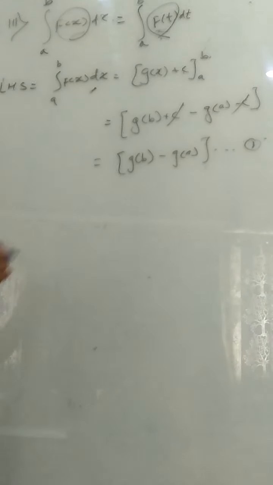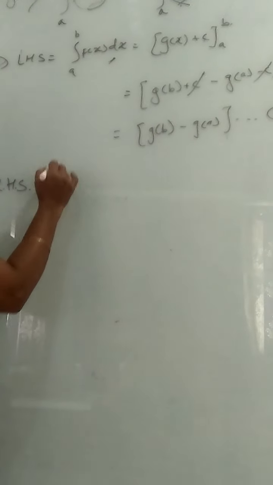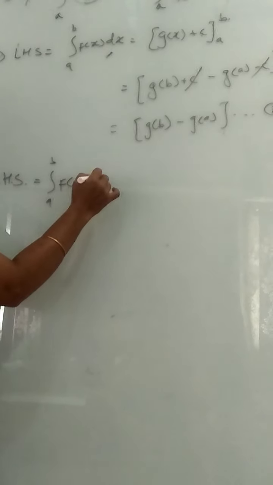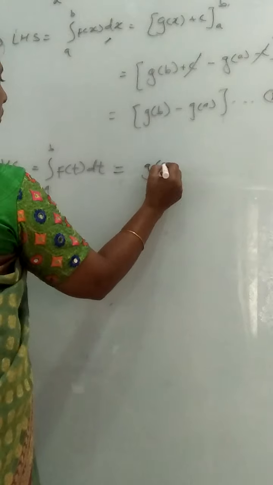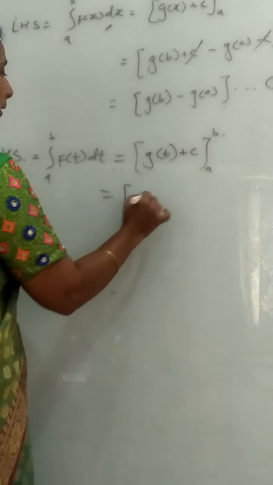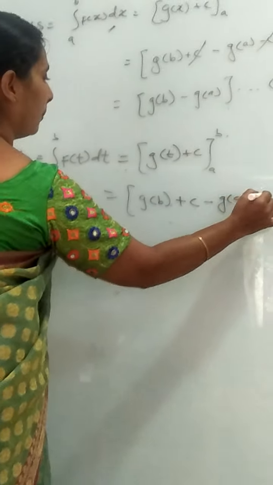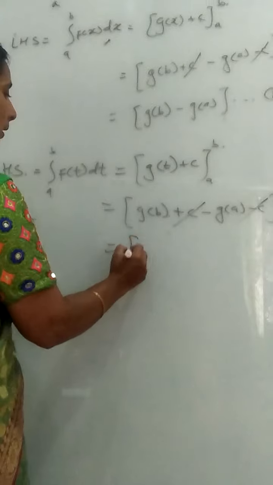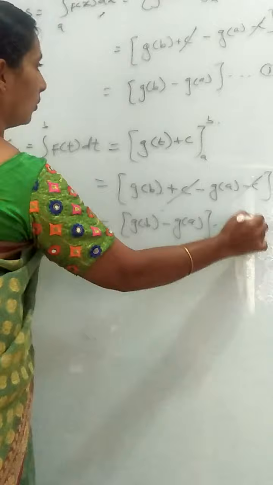In this property we have to see that the function also changes in the integration. Take the right hand side, that is the integration from a to b of f of t dt. The simplification of this term is g of t plus c with limits a to b. Substitute the upper and lower limits, then the term becomes g of b plus c minus g of a minus c. Plus c minus c get cancelled, g of b minus g of a, and this is equation number 2.